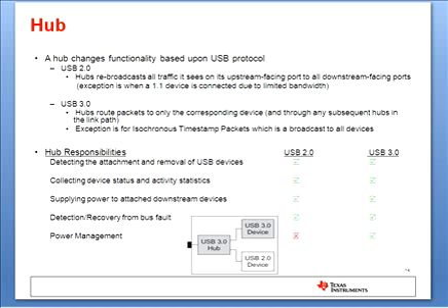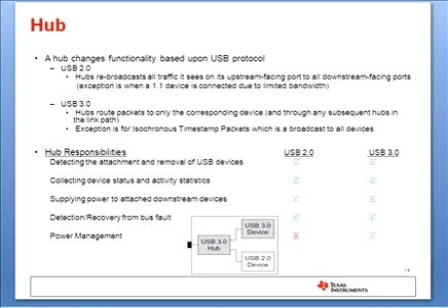For USB 3.0, packets are only routed to the corresponding device. This includes any subsequent hubs in the link path. Again, the exception is for isochronous timestamp packets. These packets are broadcast to all the devices.